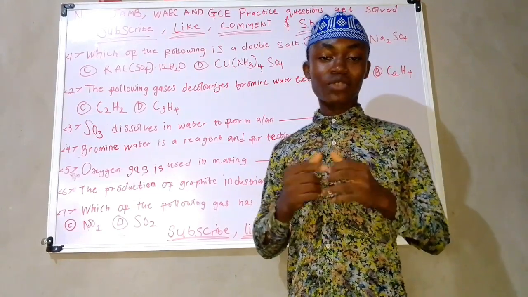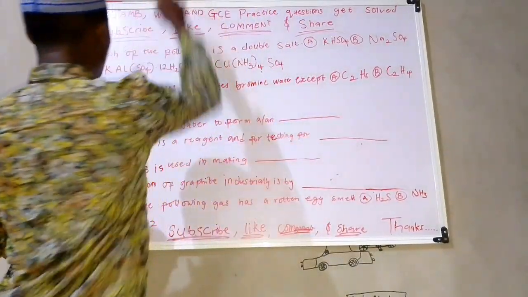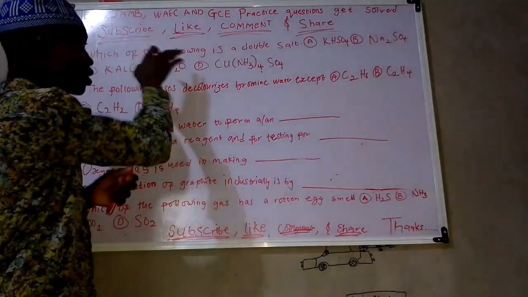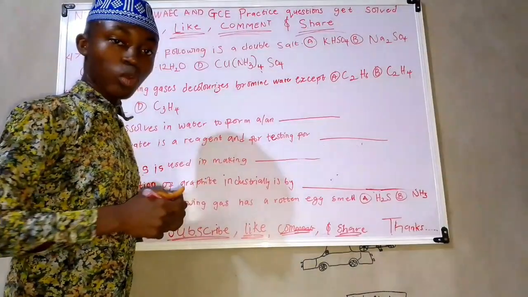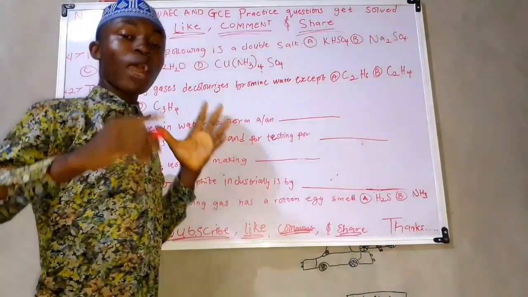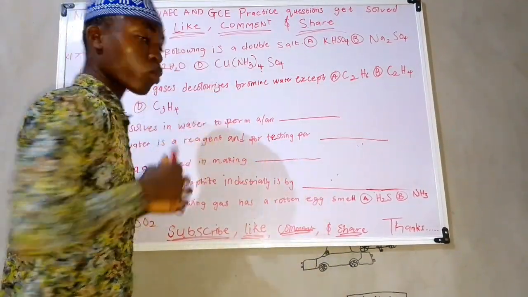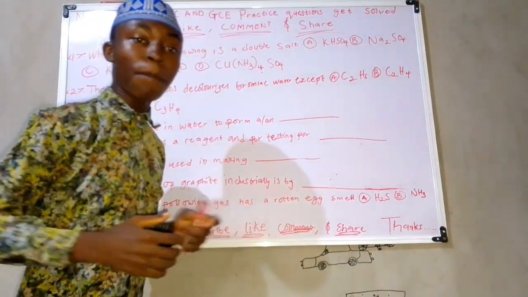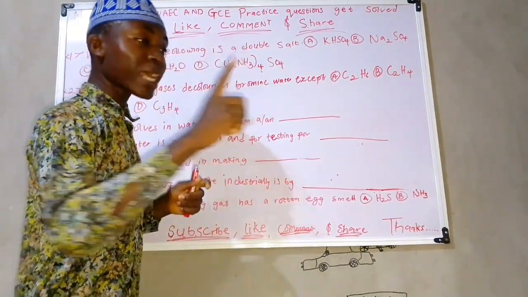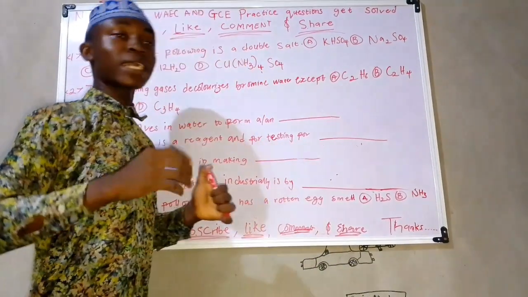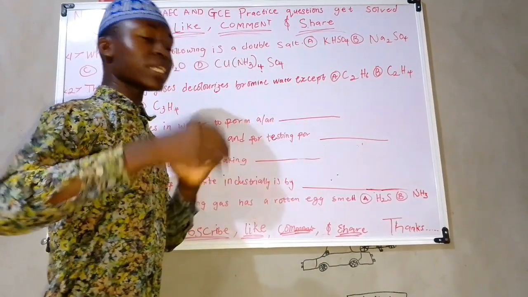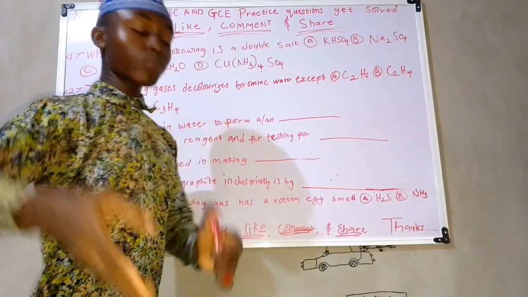Let's jump right into the work. Moving on to the first practice question: which of the following is a double salt? Now, for identifying a double salt in a particular question, that compound must comprise two cations and one anion. And what's a cation? A cation is a positive ion, while an anion is a negative ion.